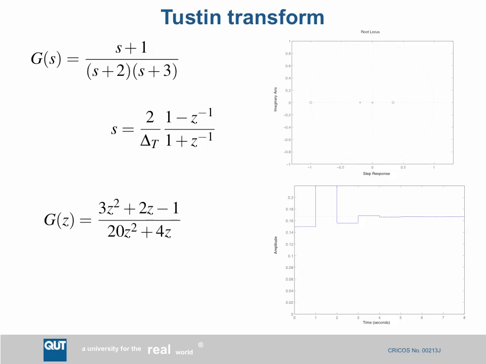So let's do this for the Tustin transform. Here is my solution for G(z), and here is the pole zero map, and here is the step response. And you'll notice that they are quite different. This one's still got 2 zeros and 2 poles, but they are at quite different locations. The step response also is a different shape. And I'll summarize the root loci and the step responses in a few slides' time.